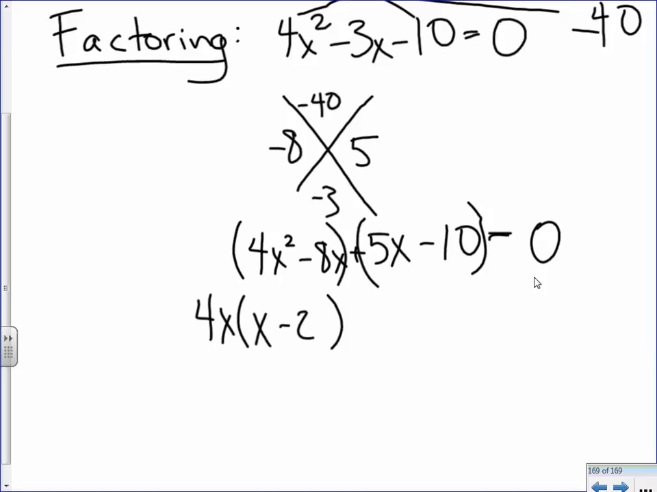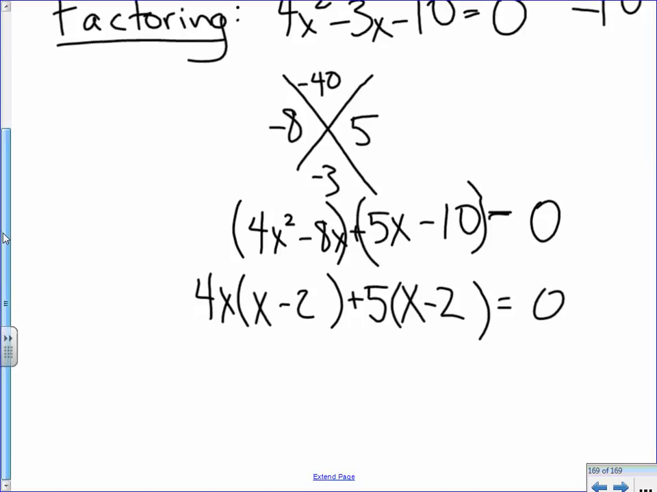So let's keep that in mind as we go forward. So here with 5x and negative 10, I can divide a 5 out of both of them. So I'm going to put plus 5 because it's a positive 5. And then in my parentheses, when I take the 5 out of 5x, I'm left with x. When I take it out of negative 10, divide it out, I'm left with minus 2. Okay, so I've got this. It's still equal to 0.